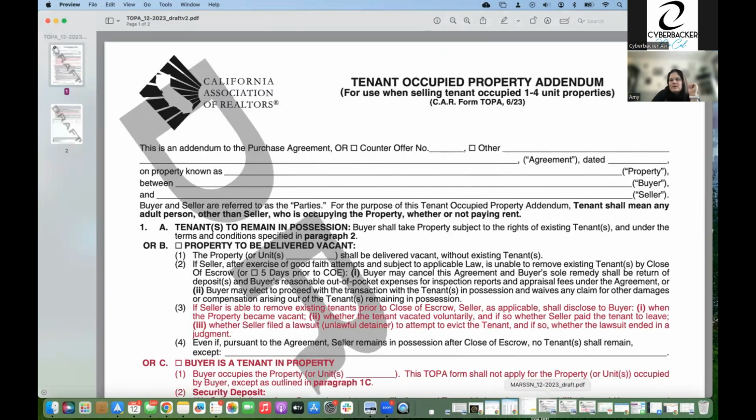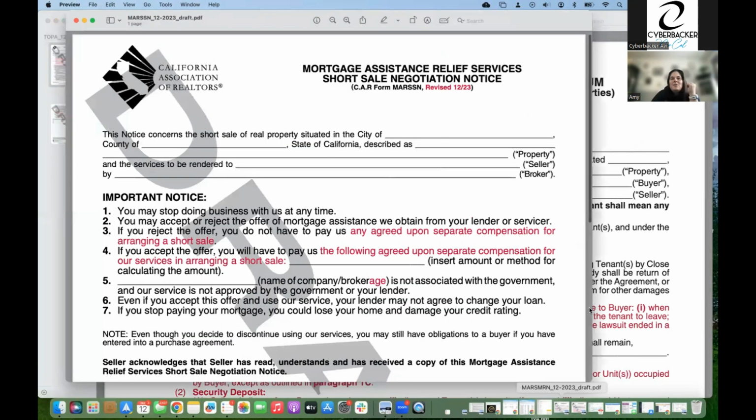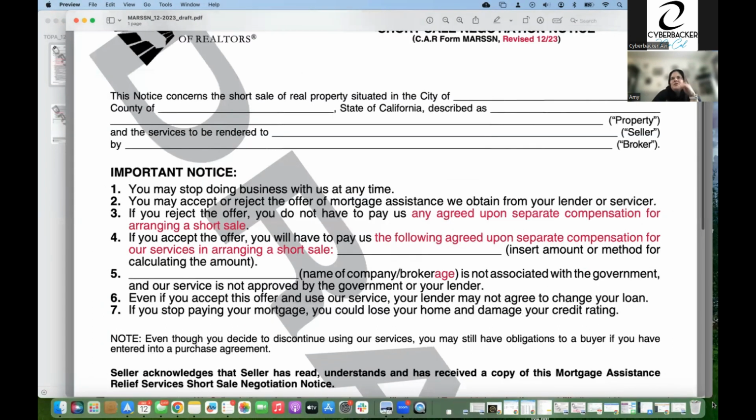The next form is our mortgage assistant relief services short sale negotiation notice. Okay, again, this is going to be between a seller and the brokerage, if they're trying to short sale their property, which means they're trying to sell their property for less than what is due on the property, which means somebody's going to be negotiating on behalf of the seller to try to get the lender to accept less than what is owed. We don't see this very often anymore.